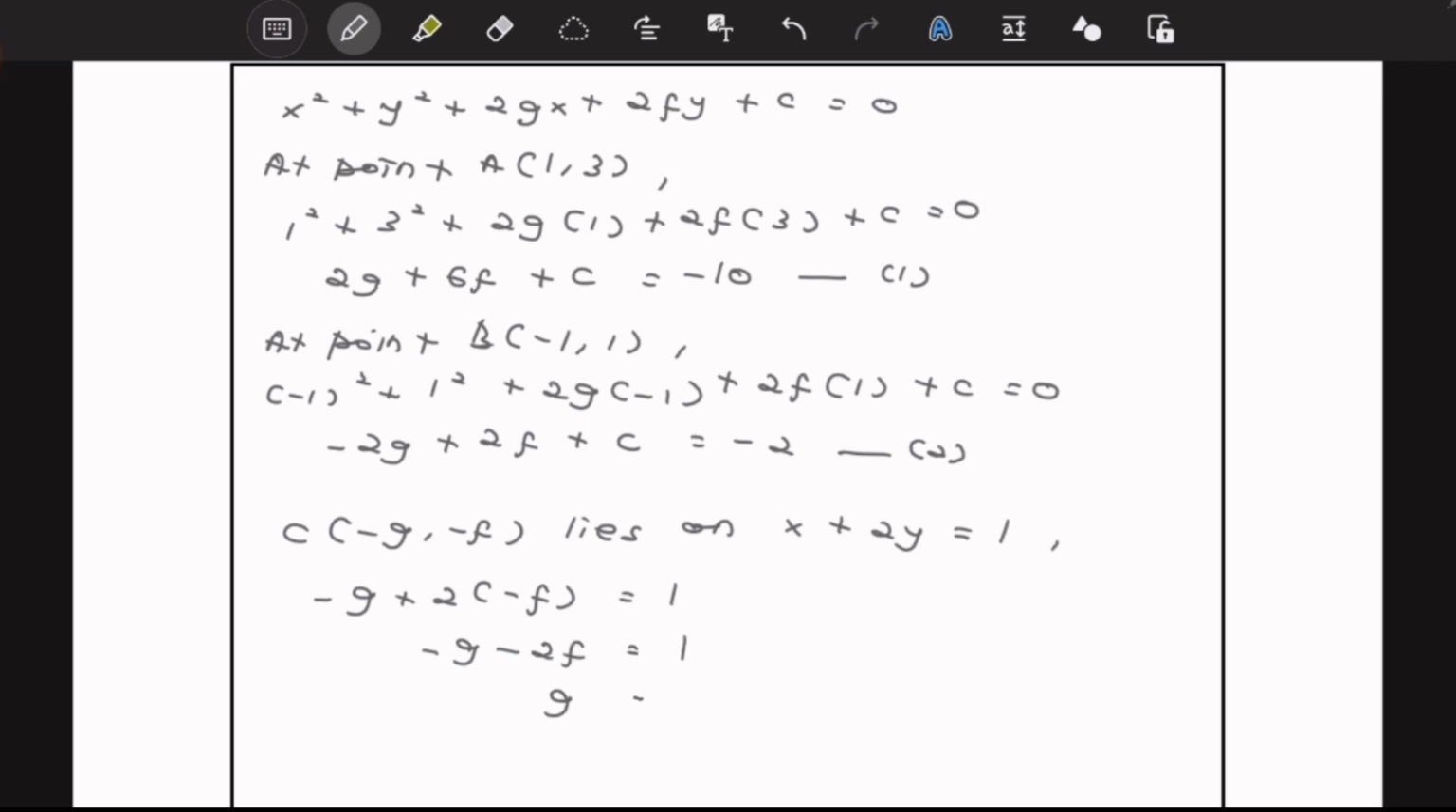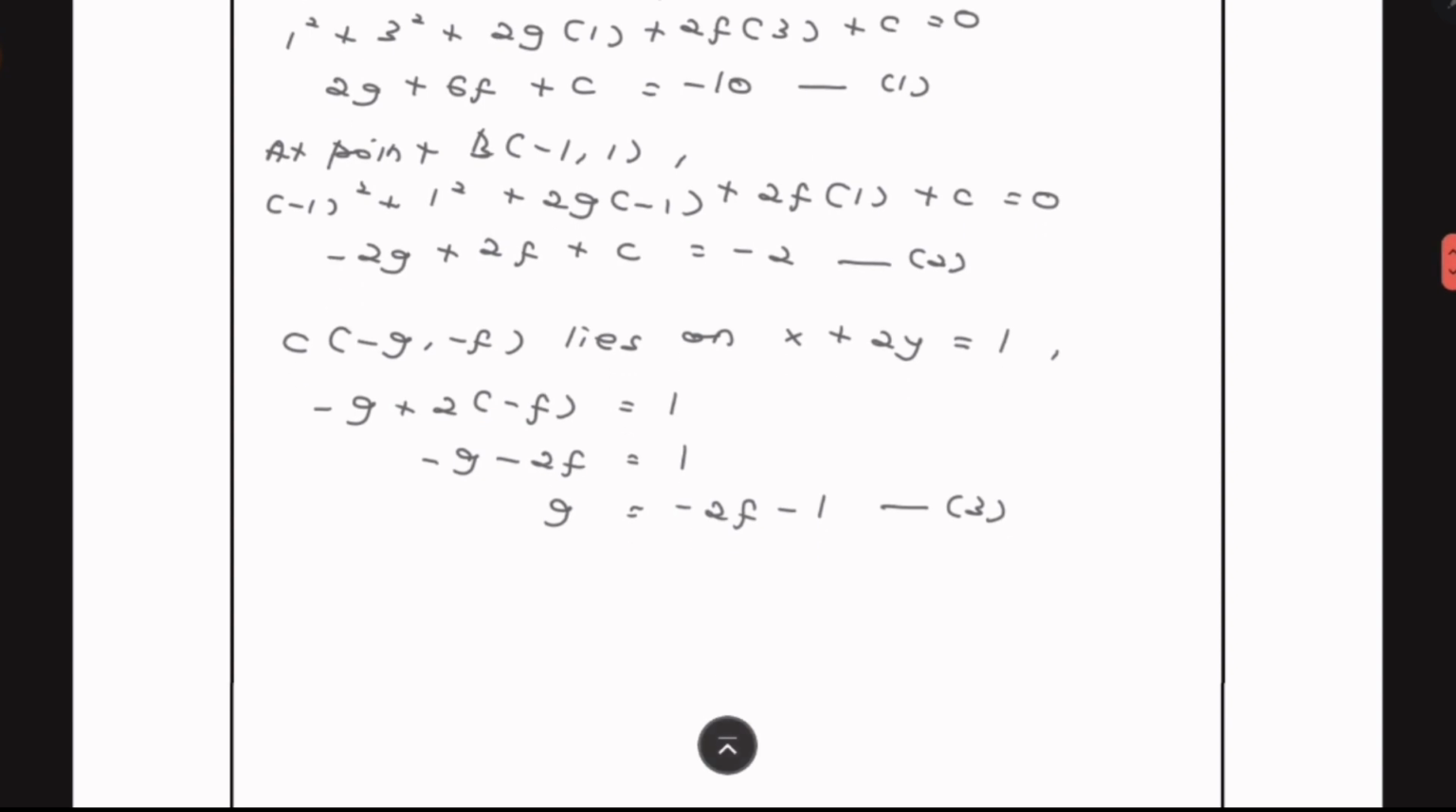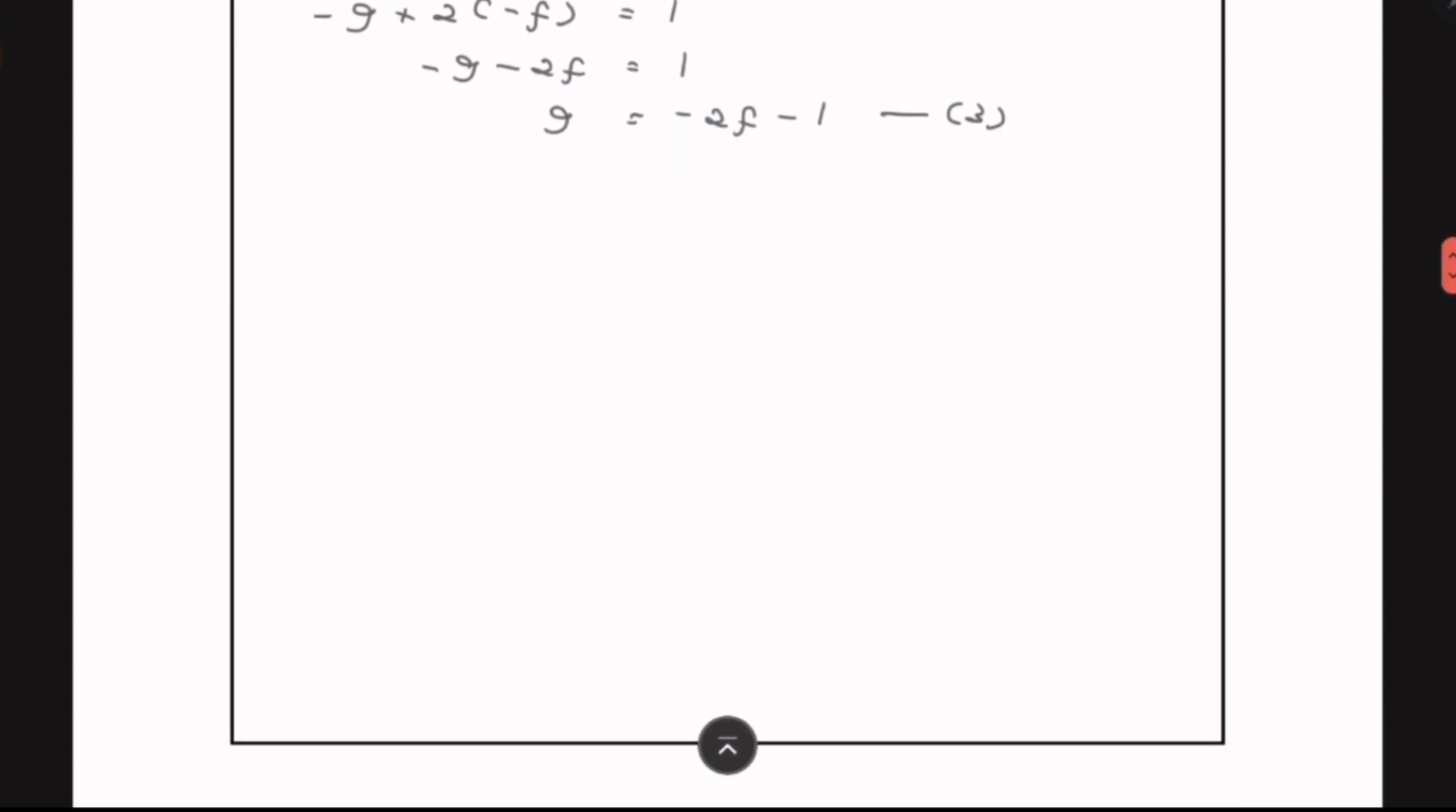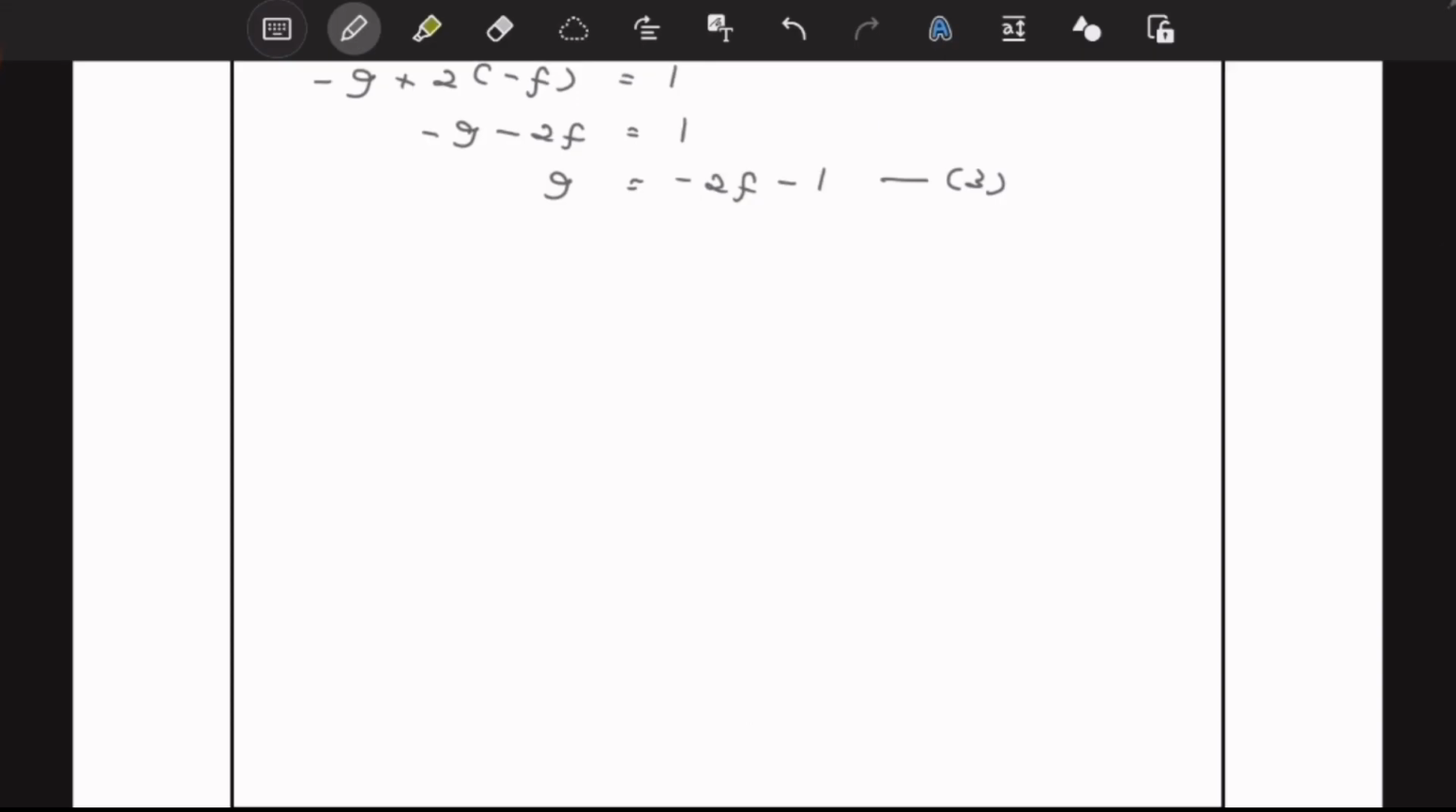So g equals to -2f minus 1. So this is our third equation. So let's solve simultaneously. Equation 1 minus 2, we will get 4g plus 4f equals to -8.